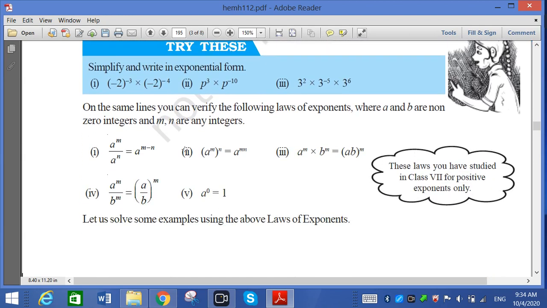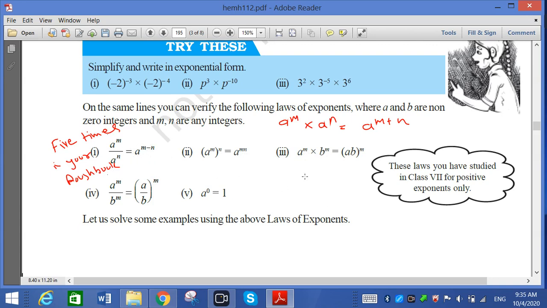I already said there are 5 important laws. The first law we have already discussed, that is a to the power m multiplied by a to the power n. In multiplication we do the addition. Now in division we have to do the subtraction. You have to write this 5 times in your rough book.